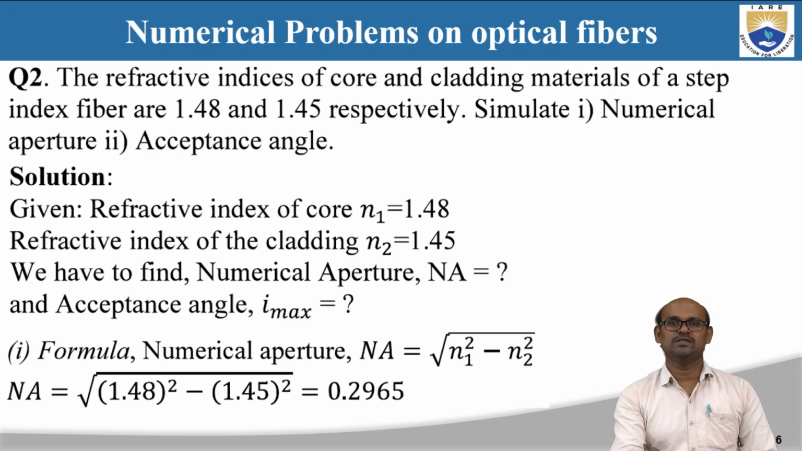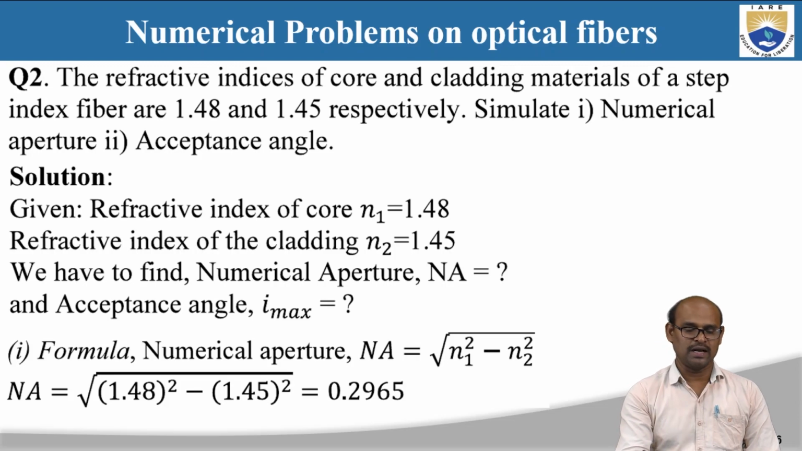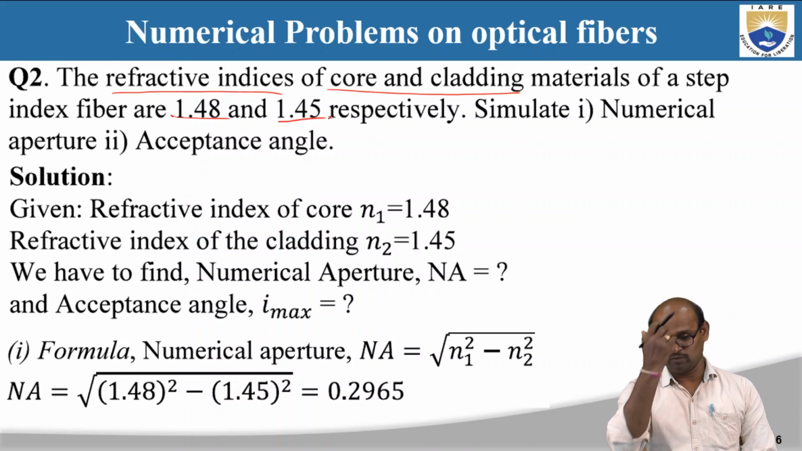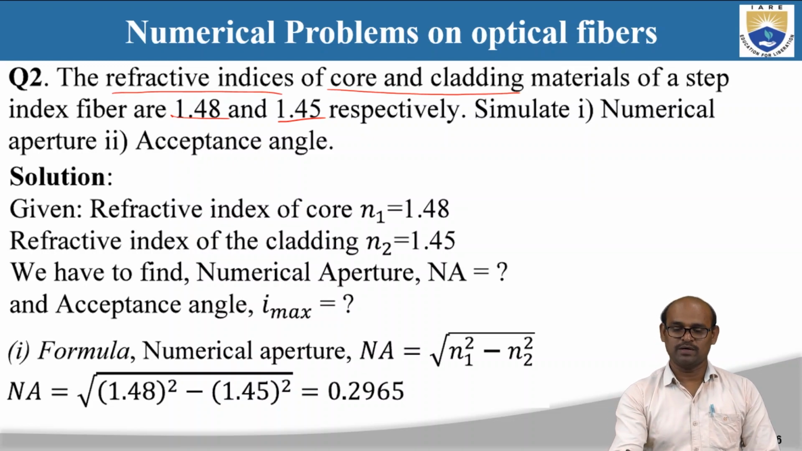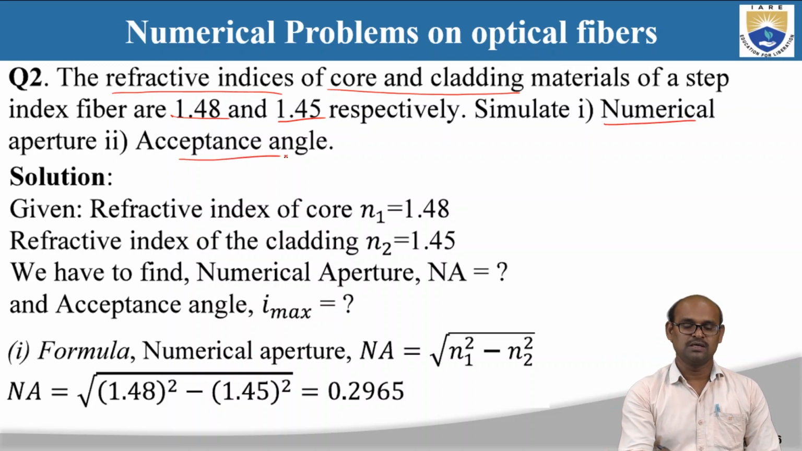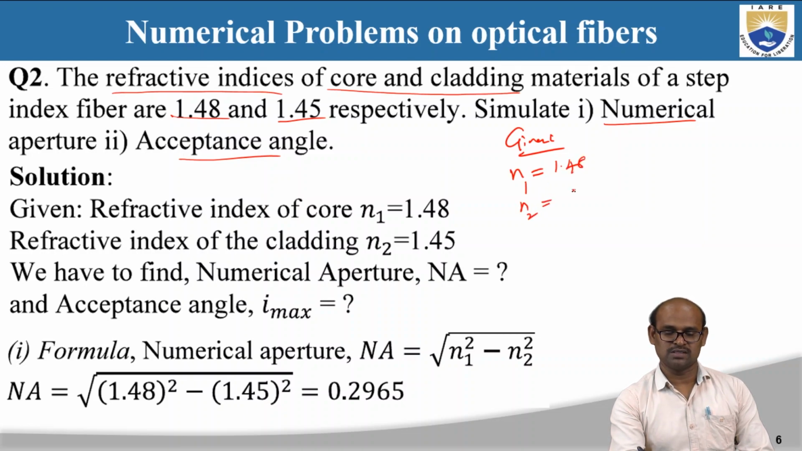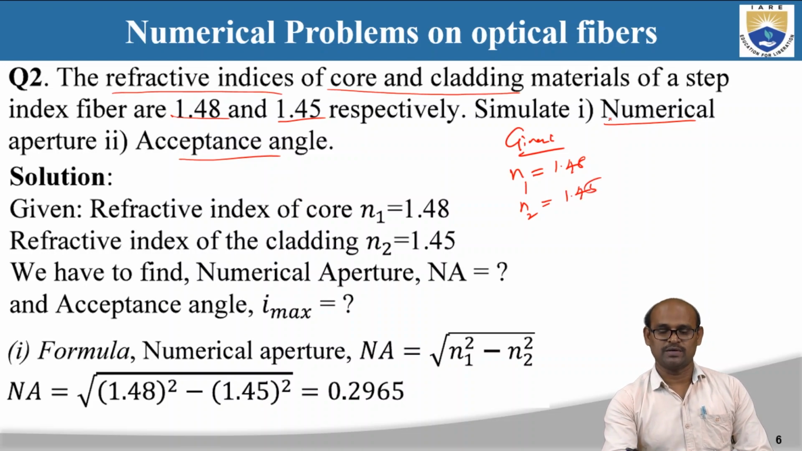Okay, so the second problem is that the refractive indices of the core and cladding materials of a step index fiber are 1.48 and 1.45 respectively. Calculate the numerical aperture as well as the acceptance angle. Given the refractive indices of core and cladding, the refractive index of core is n1, which is 1.48, and the refractive index of cladding is n2, which is 1.45. Using this we need to calculate numerical aperture.